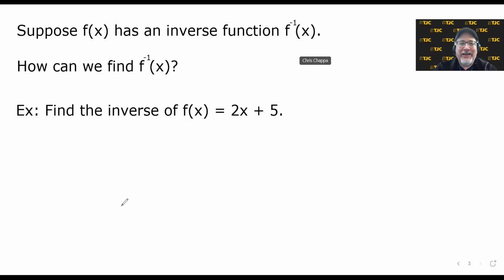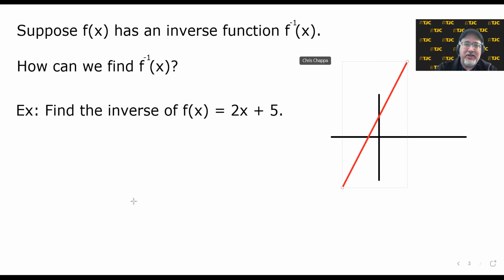For example, let's say we want to find the inverse of f of x equals 2x plus 5. It's worth mentioning briefly that this function does have an inverse because it is a one-to-one function, because it is a line. Specifically, it's a line whose slope is 2 and whose y-intercept is 5. So it would probably look a little something like that. But in terms of being an invertible function, it will pass the horizontal line test because any horizontal line that I shoot through it will only cross at one place.